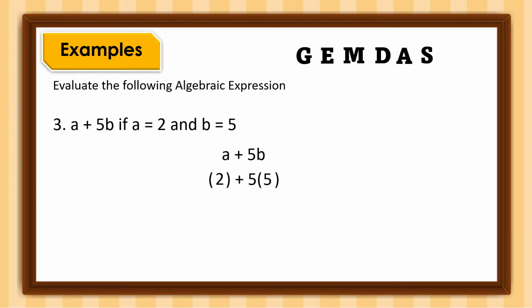And then let us proceed to E, exponent. We cannot evaluate an exponent here. And then M, multiplication. We can see a multiplication here, and that is 5 times 5. So 5 times 5, that is 25. And then after multiplication, division: we cannot see any division here. And then let us now proceed to addition. So 2 plus 25, that is 27. a plus 5b, if a is equal to 2 and b is equal to 5, the answer is 27. Very good.